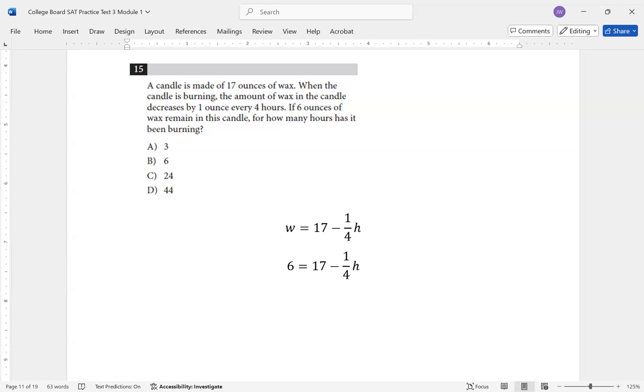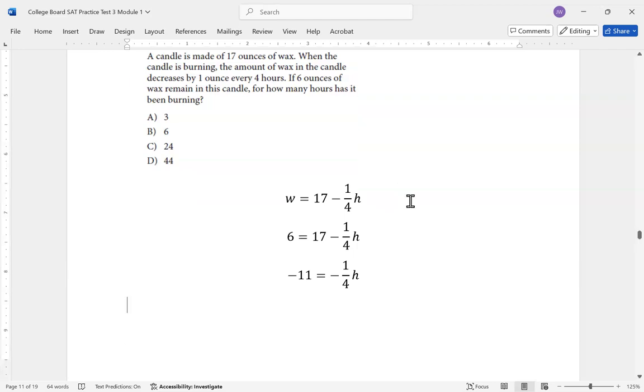I can subtract 17 from both sides and get negative 11 is equal to negative 1/4 H. And then I can either divide both sides by a negative 1/4 or multiply both sides by a negative 4 and get my final answer, which is 44 is the number of hours that that candle has been burning. So 44 is equal to H, and that means my correct answer is D, 44. That's the correct answer to question 15.